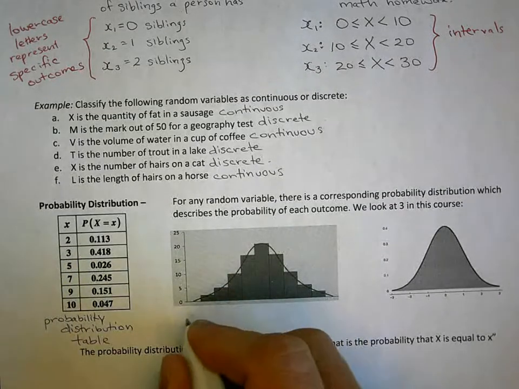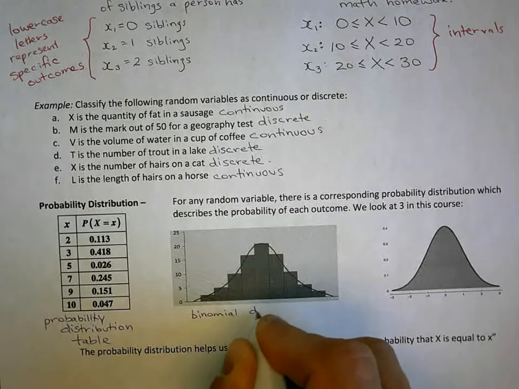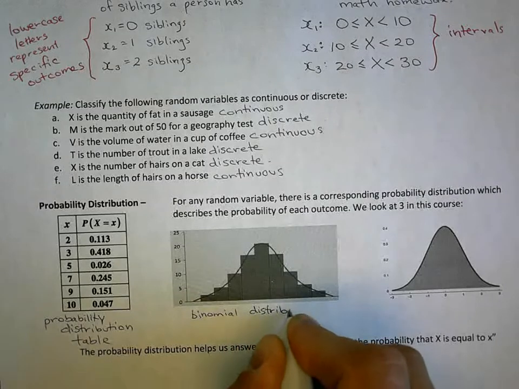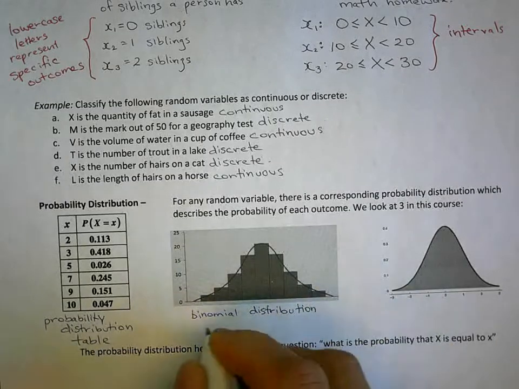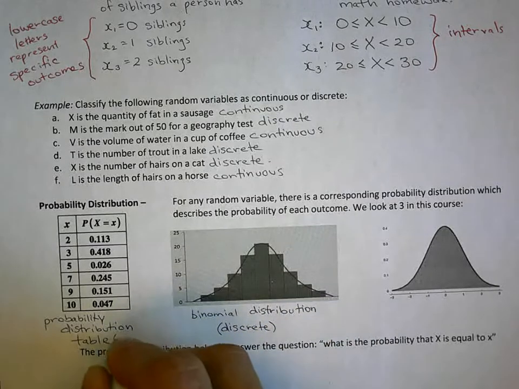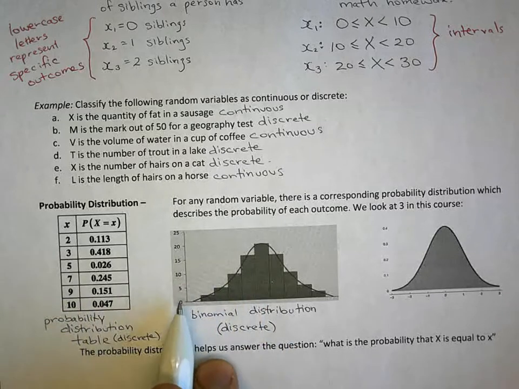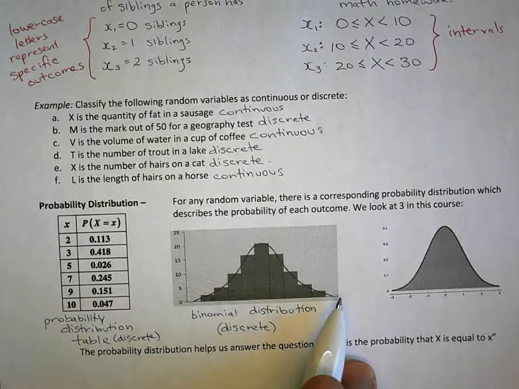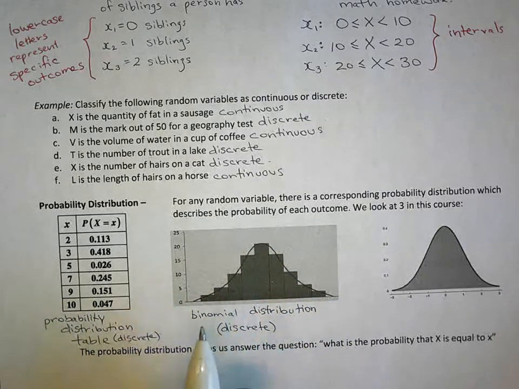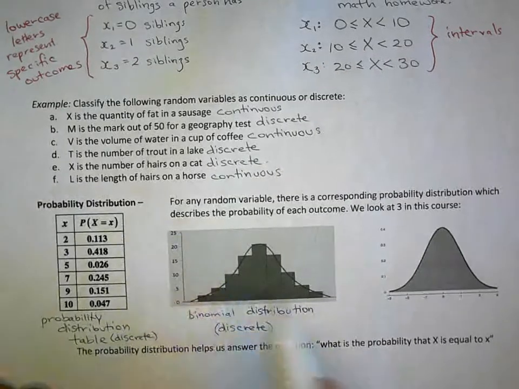The second type of, well, this is actually the third one we're going to look at, the binomial distribution. This is another discrete. These are both discrete. This is a special case, a special table. It happens for certain situations where you have two options, kind of a pass or fail system. We're going to look at this in the second half of this chapter.